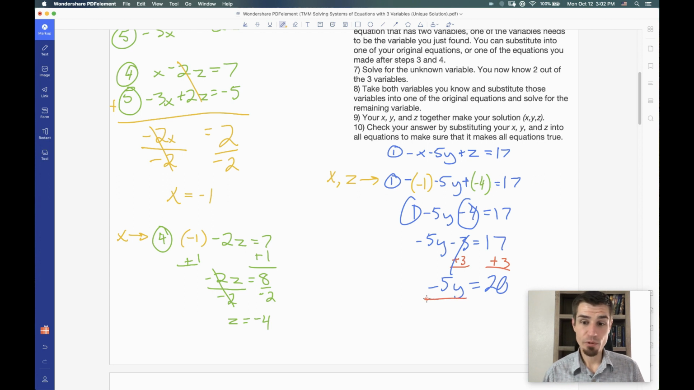To isolate y, we want to divide by the coefficient, which is -5. If the coefficient's negative, we're dividing by a negative. What we do to one side, gotta do to the other. Then we get y is equal to -4.